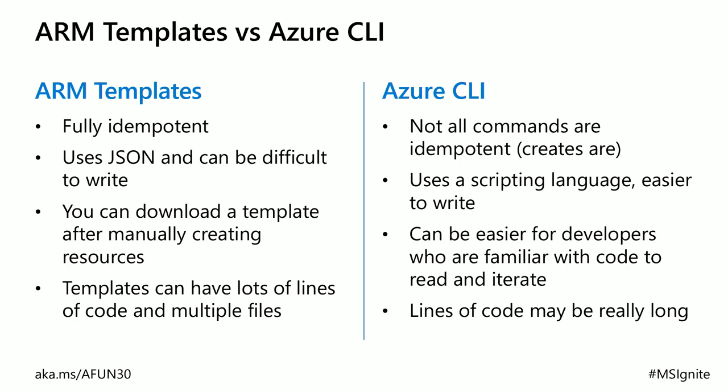However, on the ARM side, the JSON can be unwieldy, sometimes difficult to write. The good news is there is a way to generate the JSON from existing resources, and I'll show you how to do that. Templates might have lots of lines of code, but they can also be split into multiple files. On the command line interface side, it uses a scripting language. Sometimes that's easier to understand and to write, easier for developers, but they can become large and complex scripts, and it might not always be easy to determine what changed from one script to the next.